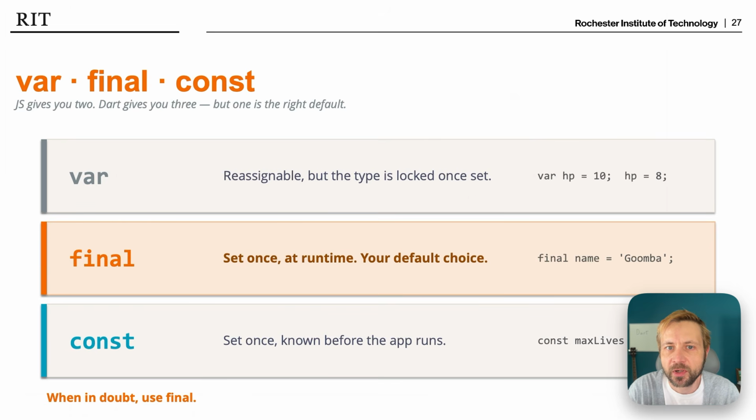The rule of thumb, when in doubt, use final. You'll see const everywhere in Flutter, and we'll dig into exactly why in a chapter later. For now, final is your default, and const is for future constants.